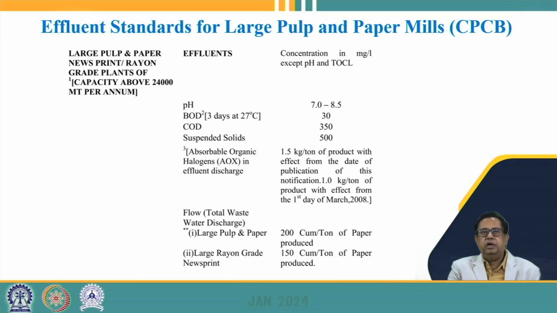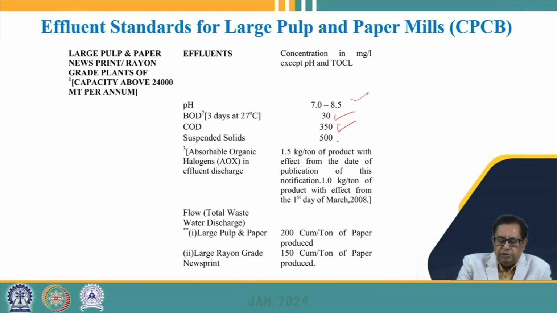So now we can see that there are certain effluent standards. For example, when we treat the pulp and paper mill effluent, we have to comply with certain norms so that we can discharge this wastewater into the environment. For example, when we talk of a large pulp and paper industry which has a capacity of about 24,000 metric ton per annum, in that case we find that the pH of the effluent should be between 7 to 8.5. The BOD of the wastewater, measured for 3 days at 27 degrees centigrade, should be nearly 30 milligrams per liter. The COD should be 350 milligrams per liter. The suspended solids should be nearly 500 milligrams per liter.